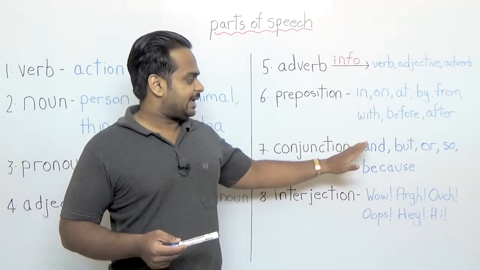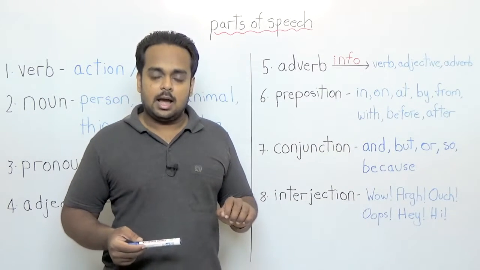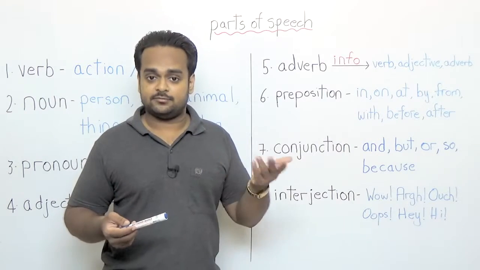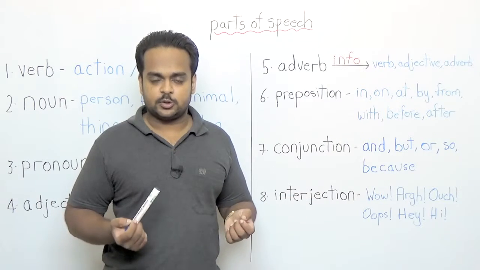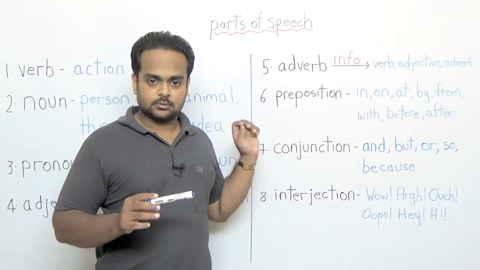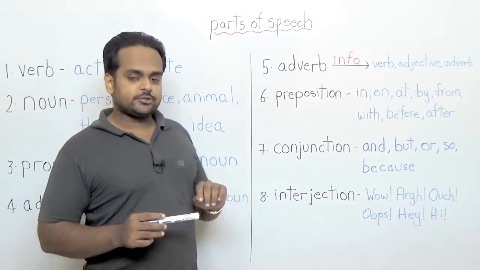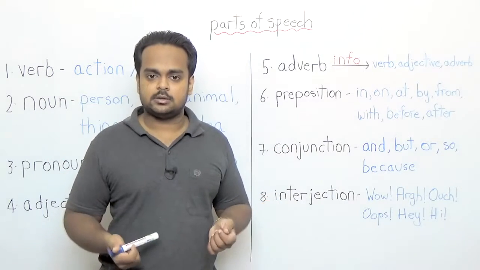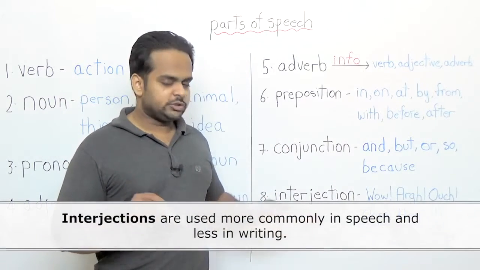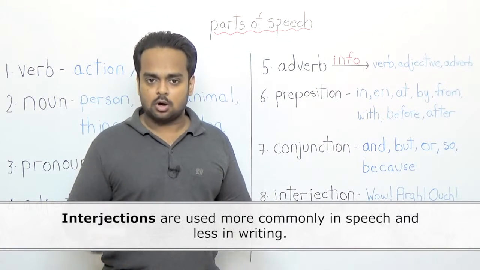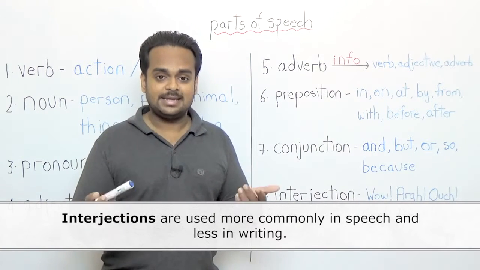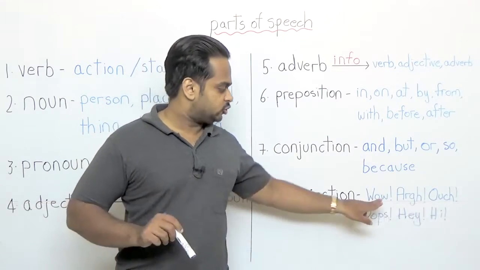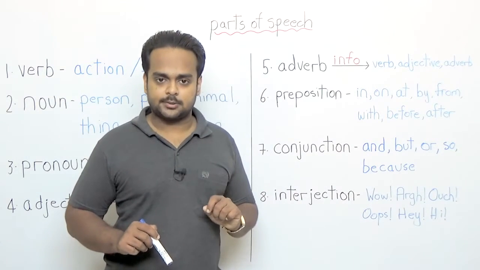Conjunctions are words like and, but, because, etc. and they help us to connect ideas. Those can be nouns, or they can even be verbs, and even whole sentences. So you can connect any two ideas using conjunctions. And finally, interjections are words with no real meaning, and they help us to show exclamation or sudden emotion. Just remember that they're used more commonly in speech and not so much in writing. When we write them, we usually put an exclamation mark.